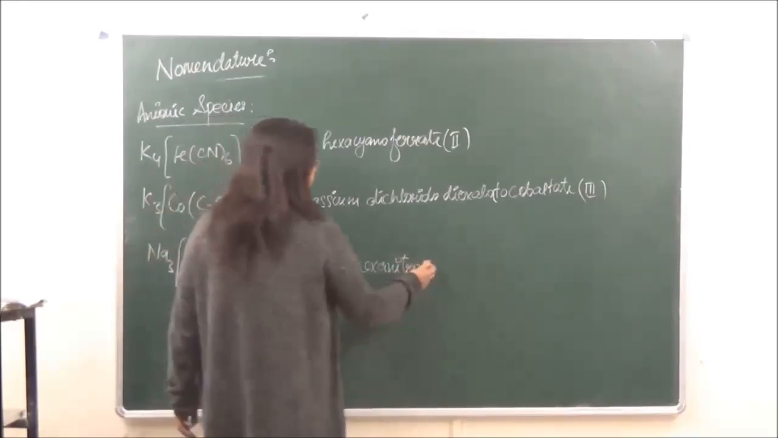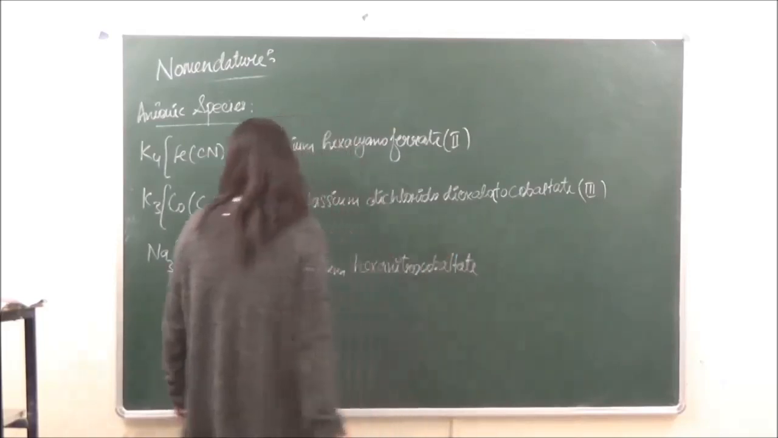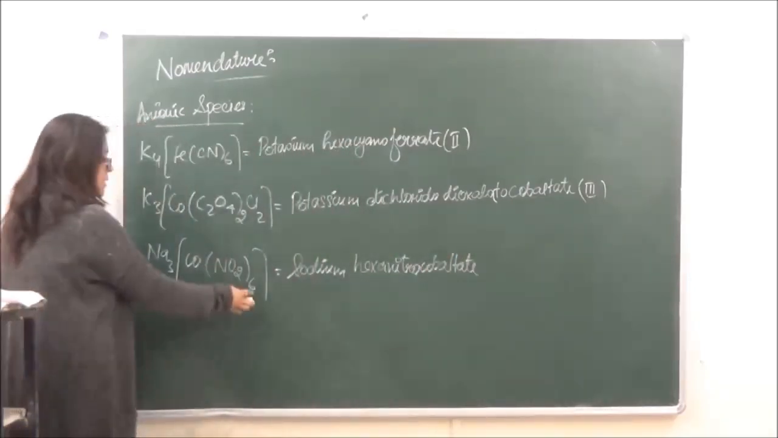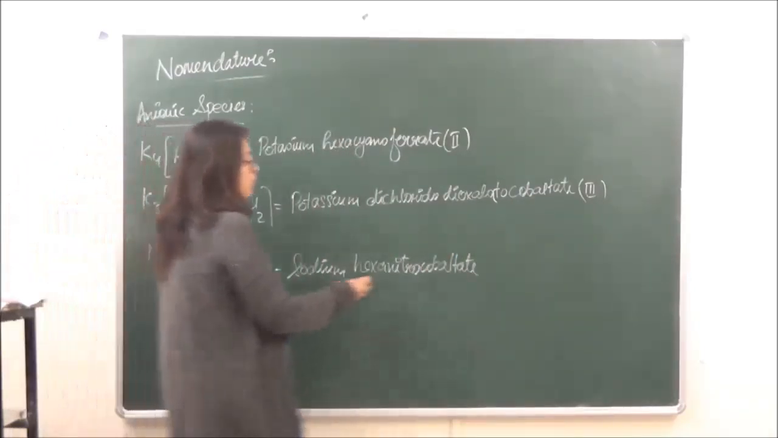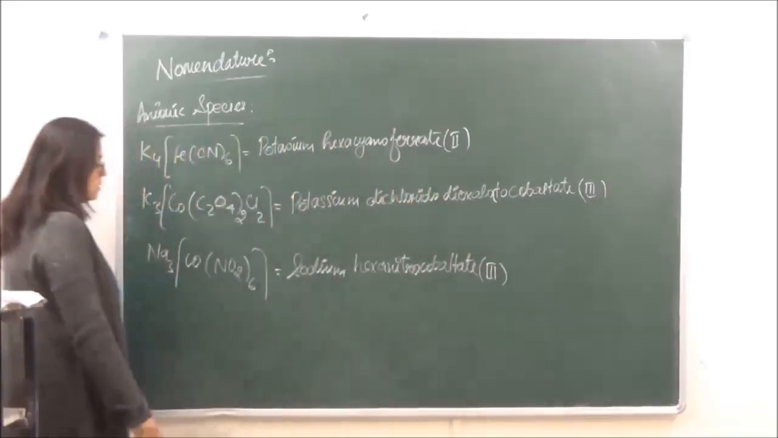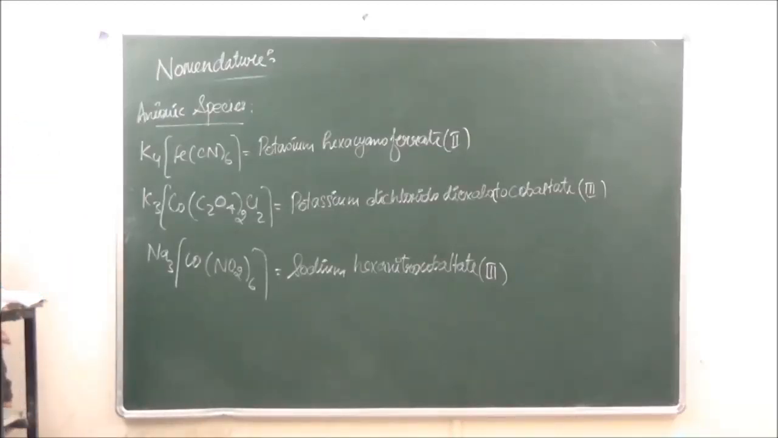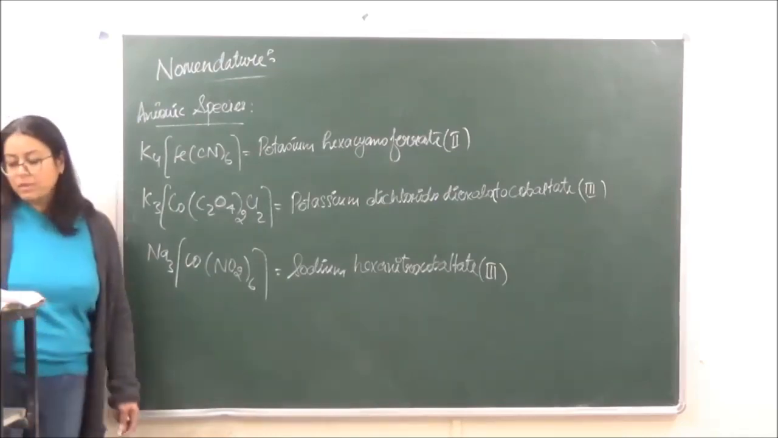Hexanitro cobaltate. What is going to be the oxidation number? 6 minus 3, that is going to be 3. Is it clear? 6 negative and 3 positive, that becomes equal to 3. Right? So this is how you are going to name the anionic species.